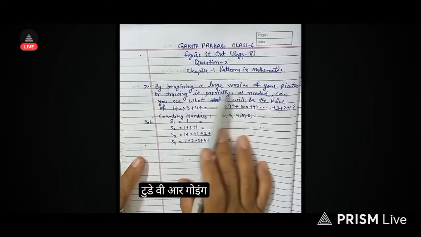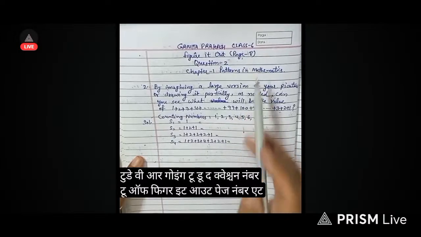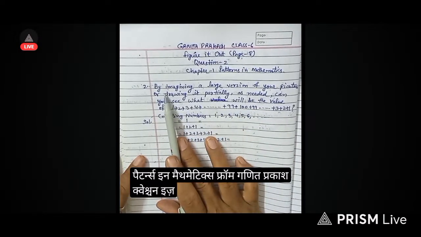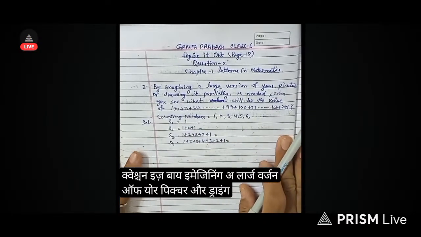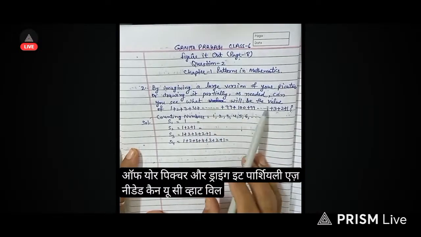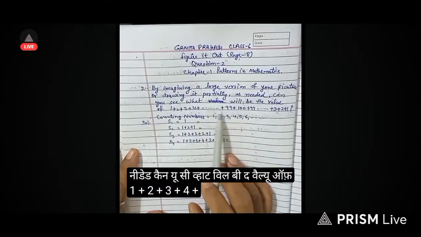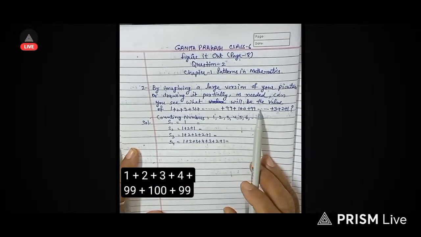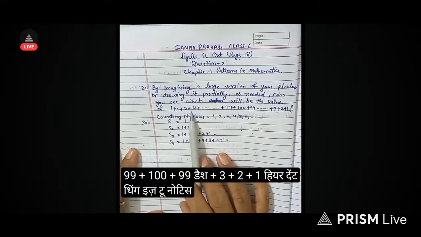Today we are going to do question number 2 of Figure It Out, page number 8, chapter 1, Patterns in Mathematics, from Ganit Prakash. Question is, by imagining a large version of your picture or drawing it partially as needed, can you see what will be the value of 1 plus 2 plus 3 plus 4 plus dash plus 99 plus 100 plus 99 dash plus 3 plus 2 plus 1. Here the important thing is to notice the pattern.